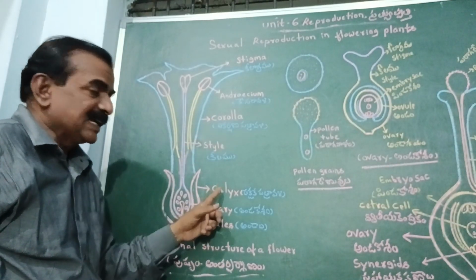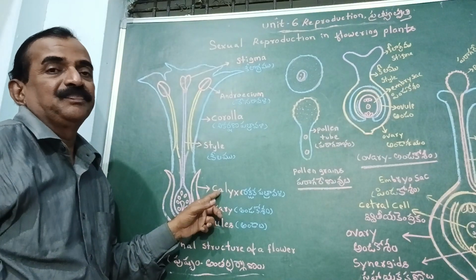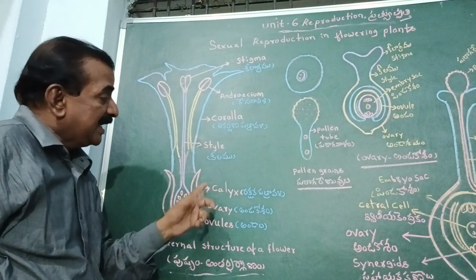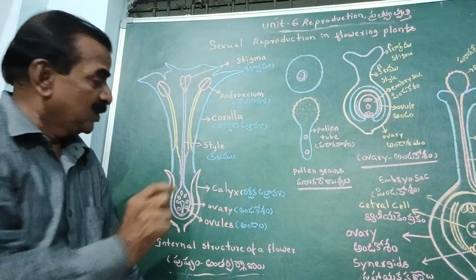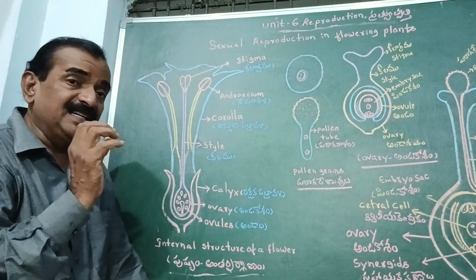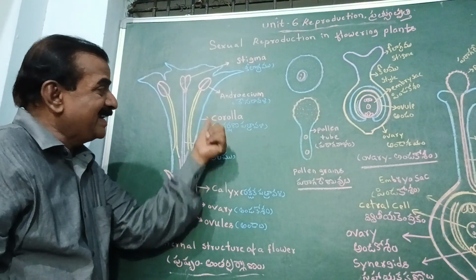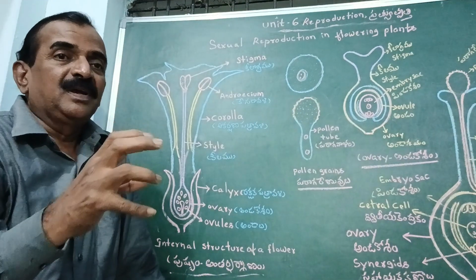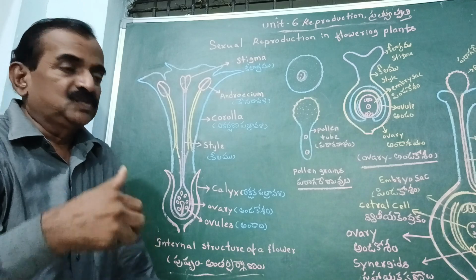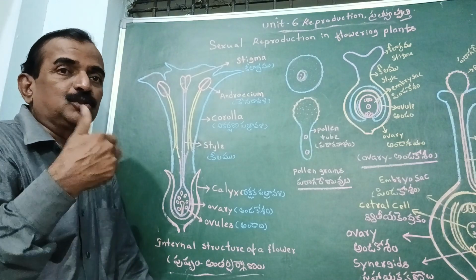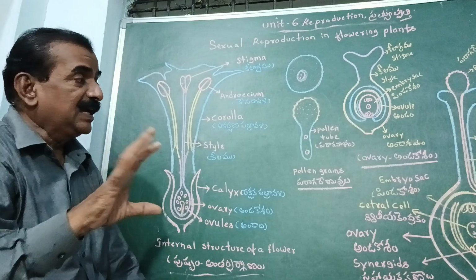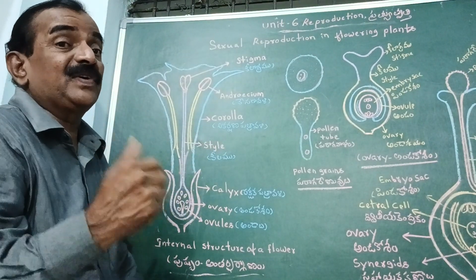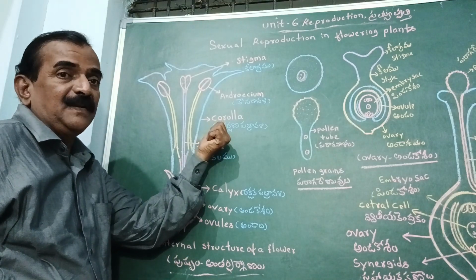Calyx, corolla. The calyx is also called sepals, and the corolla is also called petals. Petals are brightly colored. What is the function of the calyx? The calyx is green in color and it protects the flower in the bud condition. And what is the function of the corolla? The corolla is brightly colored. In the rose, you will see brightly colored petals, red, pink, and white. These petals are useful to attract insects for cross pollination. So this is called the corolla, or petals.